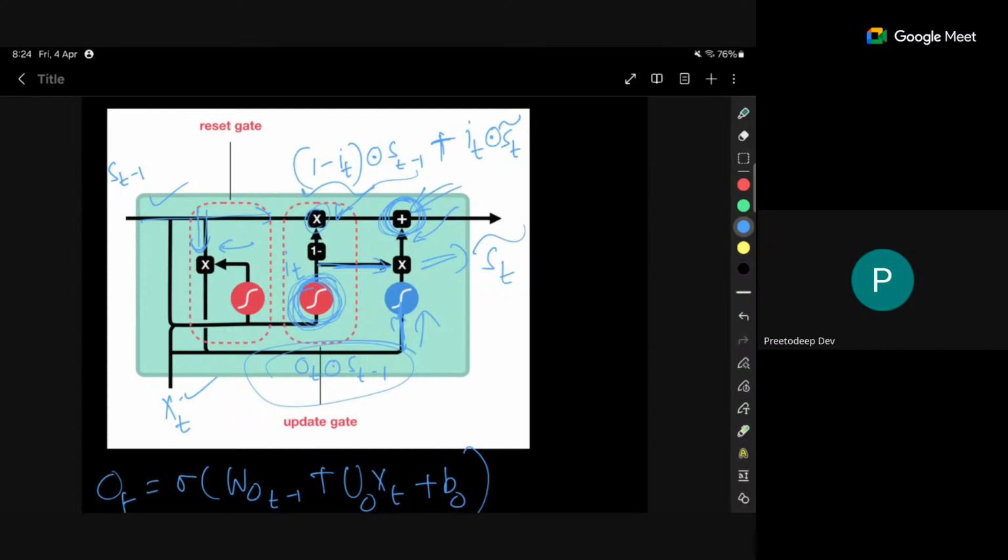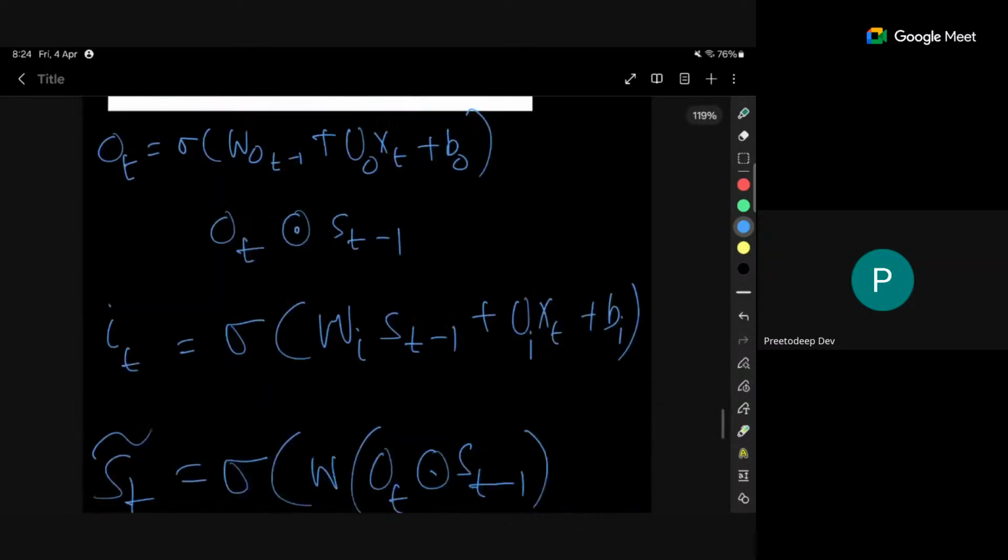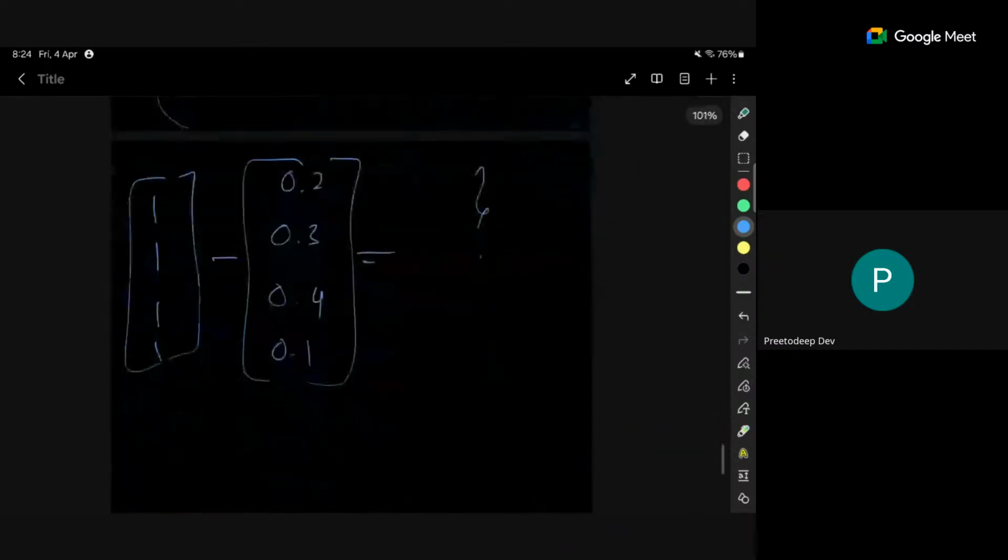So we don't need, you can call them, forget, input, output gates. The forget gate we don't require; this is being taken care of in this input gate, the update gate, which will handle this forgetting part. So we don't need it. And this is how GRU works.